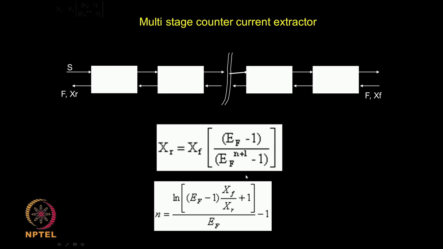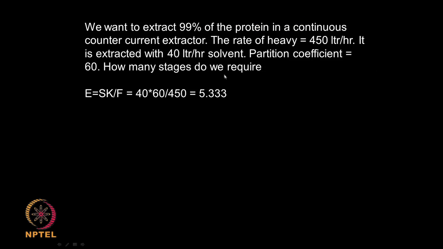I will just do a problem. We want to extract 99% of a protein in a continuous counter current extractor. The rate of heavy phase is 450 liters per hour, F.